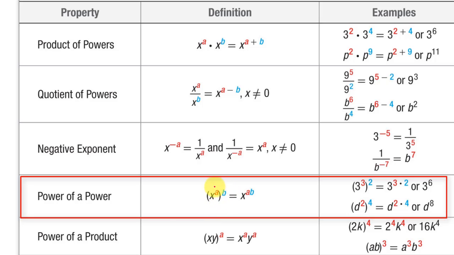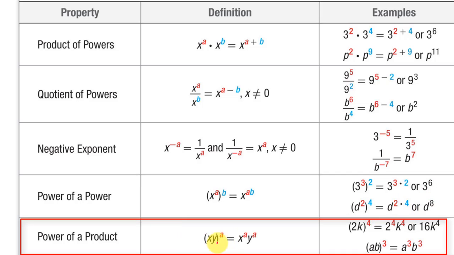If I'm raising a base to a power and then raising all of that to another power, in other words, x to the a all raised to the b power, that is the same thing as x to the a times b power. If we're raising a power to a power, we are multiplying the powers. That's often confused with product of powers. If we are multiplying two powers, x to the a times x to the b, we're adding the powers. But here we're raising a power to another power. So for example, if I have d squared, d to the second power, and I'm raising all that to the 4th power, that is the same as d to the 2 times 4, or d to the 8.